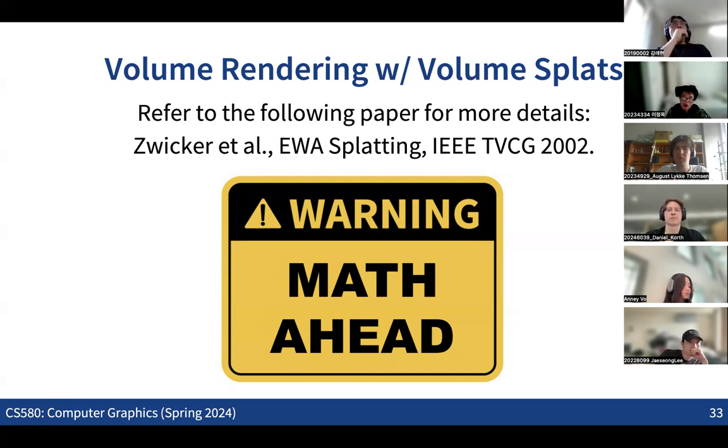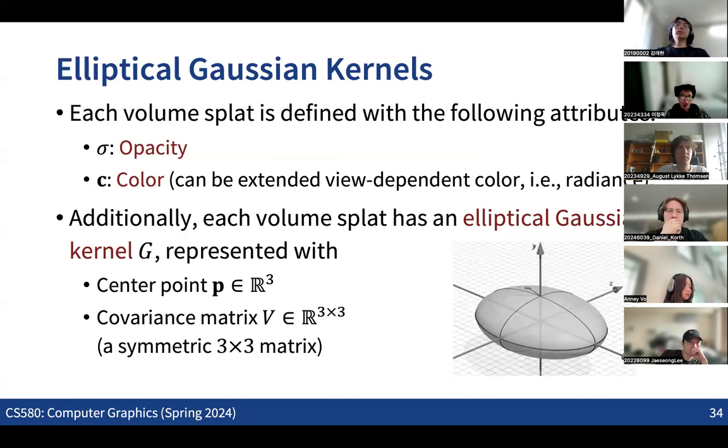So let's first see how we define this volume splat. We are going to assume that each volume splat has opacity information and color information. These are something that we were evaluating with the neural network, the implicit function, right? But now we are assuming that each volume splat, which looks like an ellipsoid, includes the opacity information and the color information. For the color, you can define it as a constant value for each volume splat. You can also make it view dependent, then it exactly follows the NeRF equation, having radiance information.